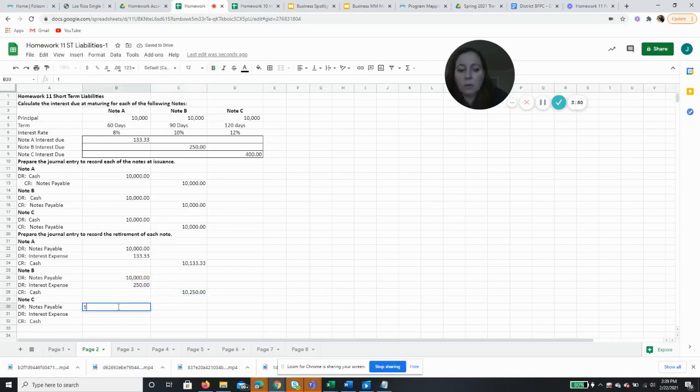And note C, we'll debit for the principal, we'll debit for the interest expense of $400, and we'll credit cash for the principal plus the interest, $10,400. There we go. All right, that wraps up page 2.